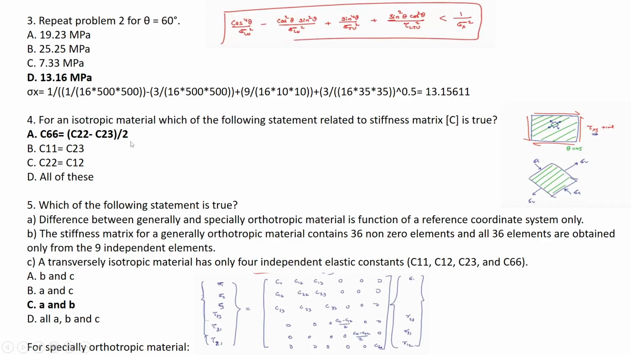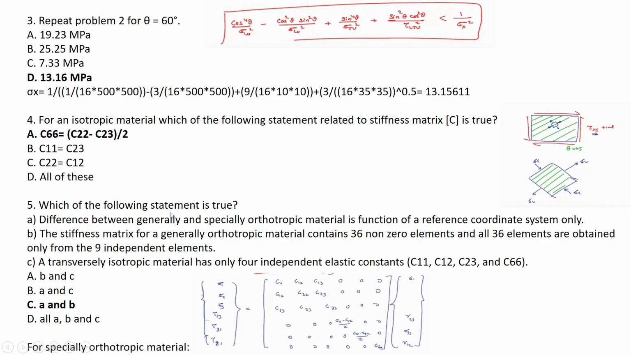Now for isotropic material, which of the following statements related to the stiffness matrix is true? In his lecture, sir has already derived the stiffness matrix a couple of times for three-dimensional composite laminates. So we can see this is the relation for specially orthotropic material. For isotropic, in all three directions, that is along 1, 2 and 3, it would all be the same. Therefore, most of the constants will be the same, and this would be true.